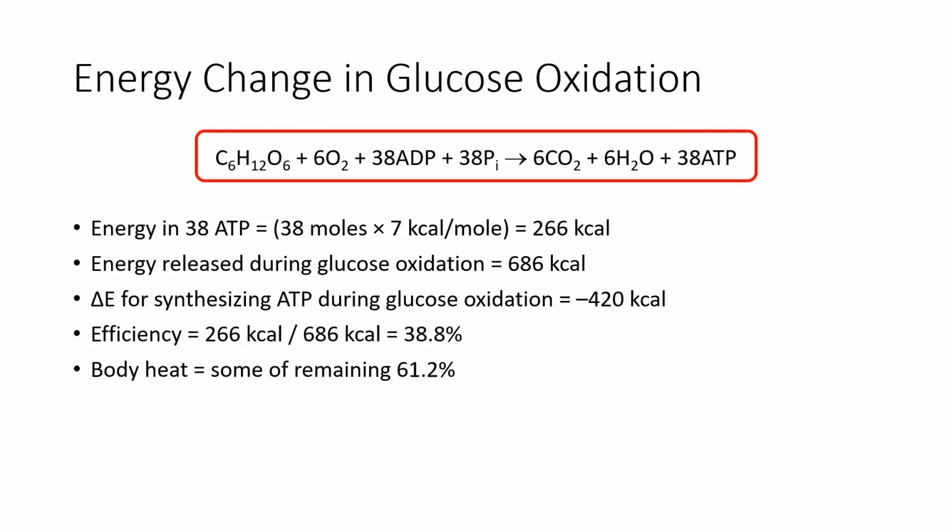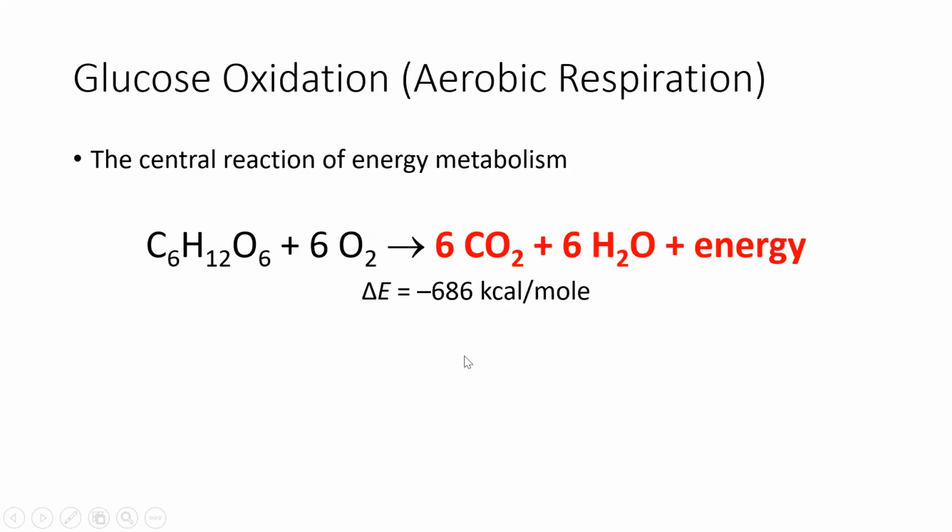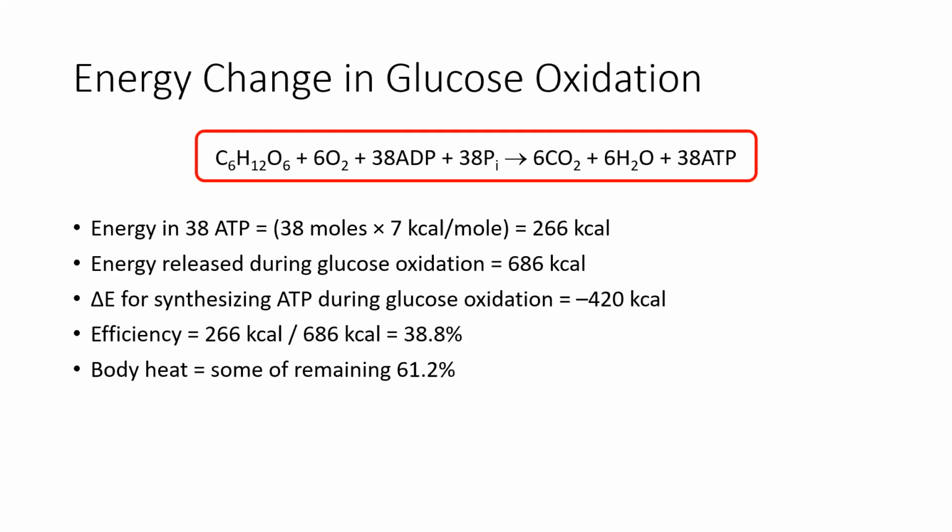Because we know from our overall reaction of glucose, if we go back to this slide, there should be 686 kilocalories worth of energy inside a single molecule of glucose. But in terms of what actually happens in our body, we only are able to use 266 kilocalories of that energy. And so that gives us a gap of 420 kilocalories. So there's a difference of 420 kilocalories.